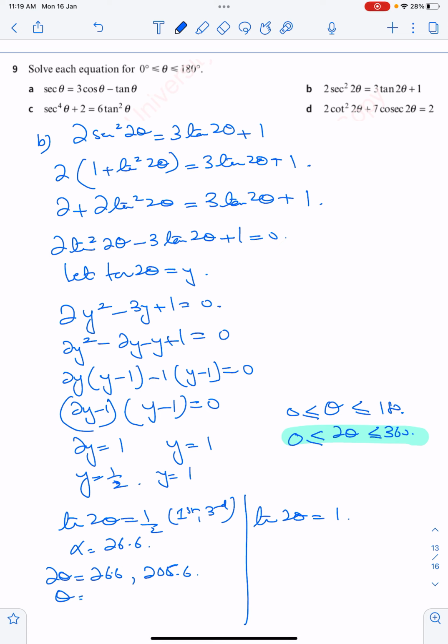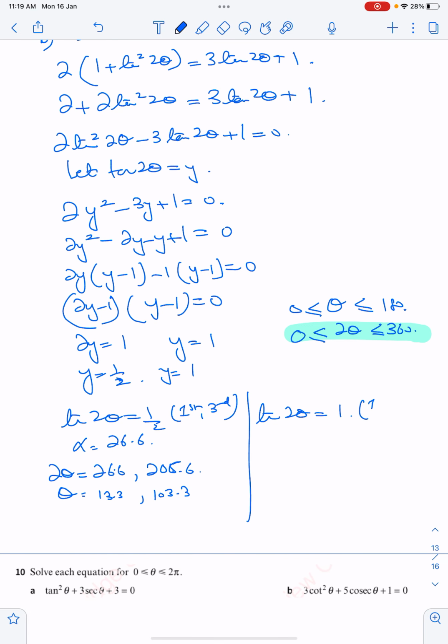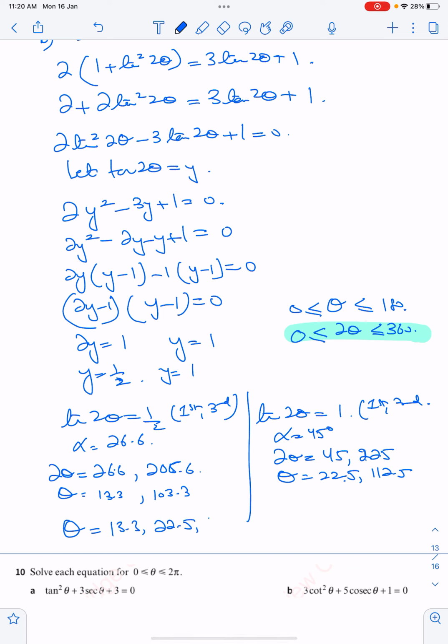Okay, theta is going to be divide them by 2. It's going to be 13.3 and this is going to be 103.3. These are the two answers from here. Now we do it from here. This is also going to be first and the third quadrant. So theta is going to be 45 degrees. So 2 theta is going to be 45 and 45 plus 180, which is 225. So theta is going to be 22.5 and 112.5. So arranging them in order, the first one is 13.3, 22.5, 103.3 and 112.5.